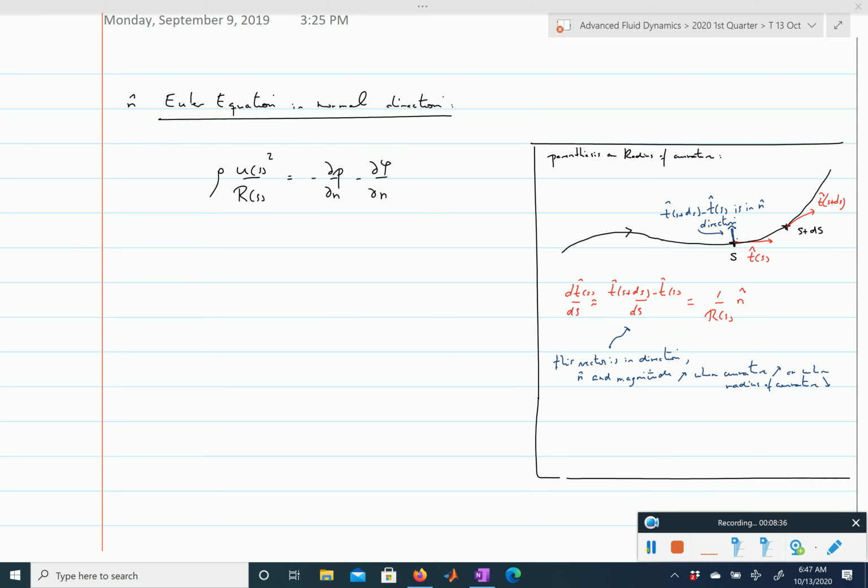Right, so if I have a streamline and the flow is in this direction, then the tangent vector is in that direction, the normal vector is in this direction, and here my radius of curvature is positive. But if I have the other orientation, so this is my streamline, tangent vector is here, normal vector is here, then in this case my radius of curvature is negative.